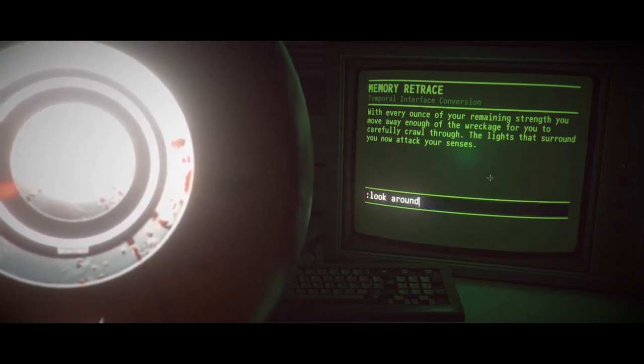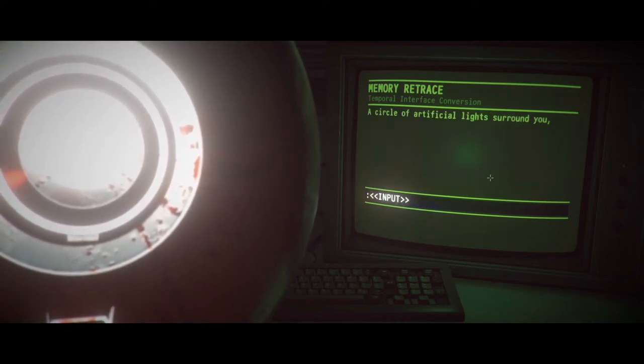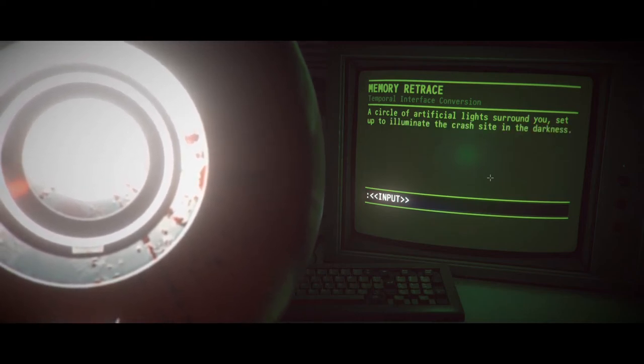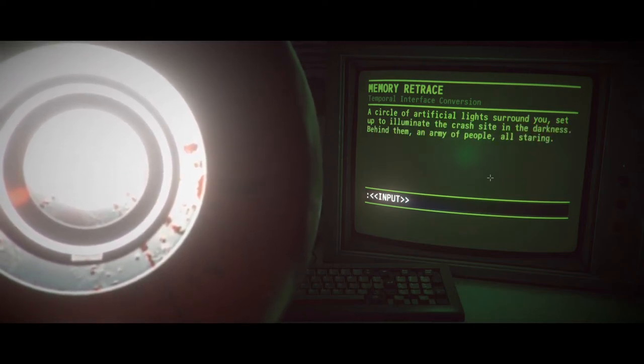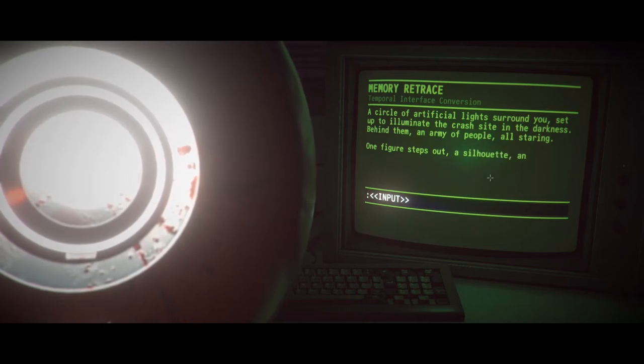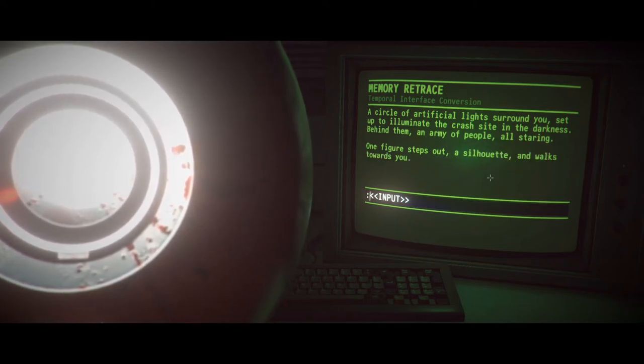Look around again. A circle of artificial lights surround you, set up to illuminate the crash site in the darkness. Behind them, an army of people, all staring. One figure steps out, a silhouette, and walks towards you.